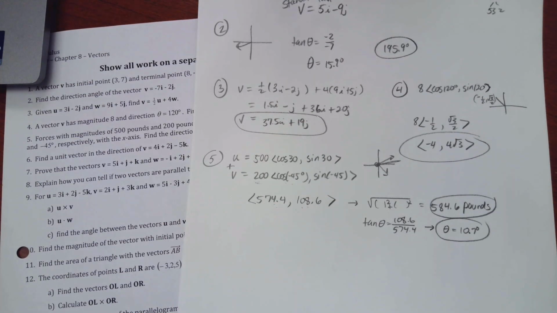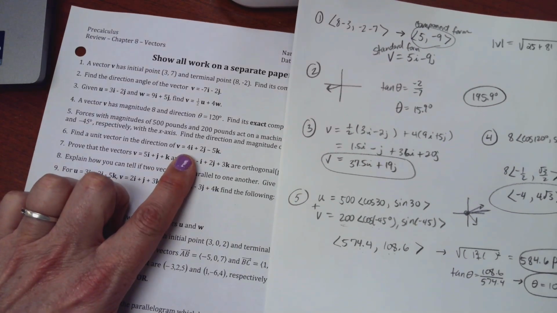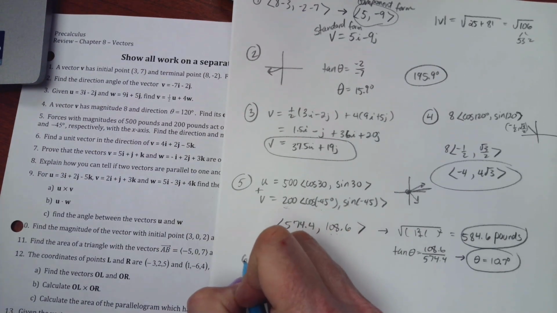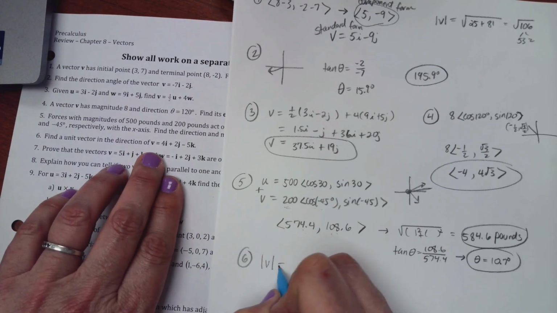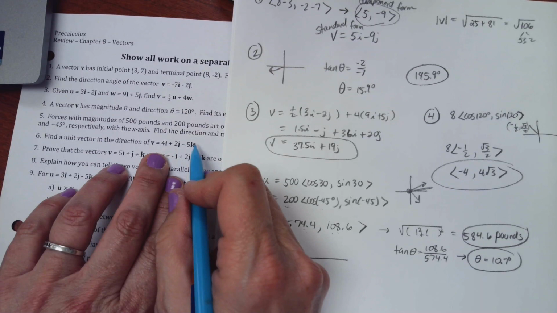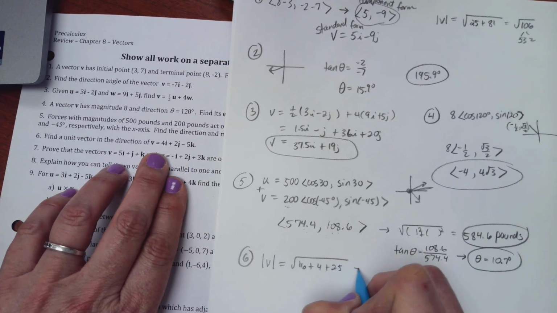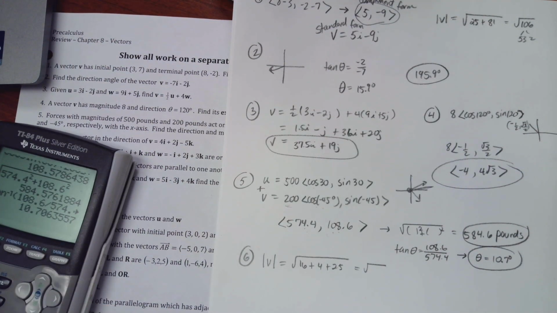Okay, let's see, number 6. We want a unit vector. This is a 3D vector. We want to maintain the direction, but we want this only to be 1 unit long. So a unit vector means I need my own magnitude. So the magnitude of this vector here is the square root of, I've got to square each part and add it up. So 16 plus 4 plus 25. So that says the square root of 45, I think. So 20, yep, 45. And so you can reduce that to 3 radical 5 if you want.